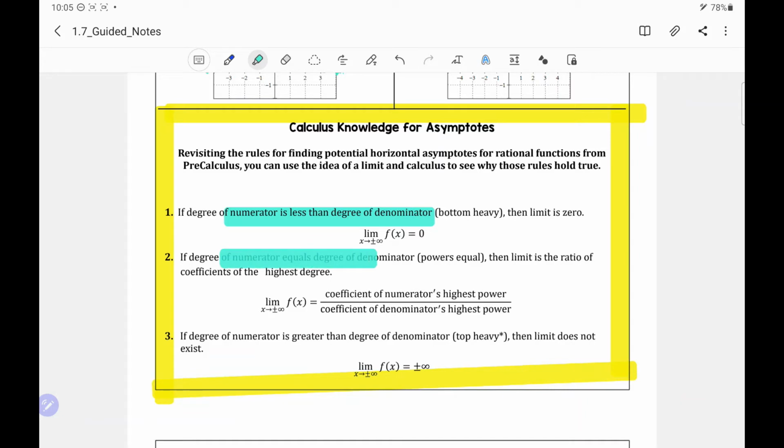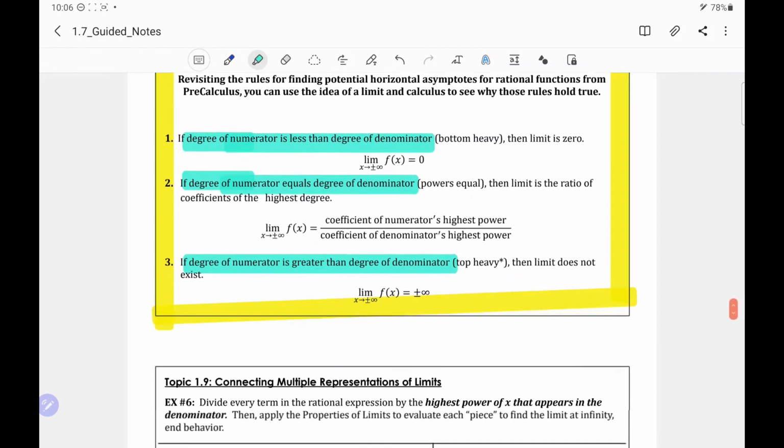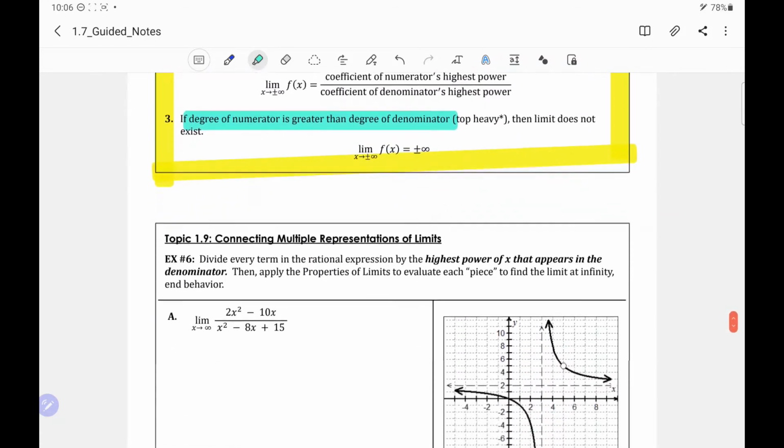If the degree of the numerator equals the degree of the denominator, then what happens? You get a coefficient: the coefficient of the numerator's highest power over the coefficient of the denominator's highest power. We had that one example where it became 3. Sometimes it'll still be a fraction. If the degree of the numerator is greater than the degree of the denominator, then the limit does not exist. Because it's going to continue to go higher and higher because the top value is getting bigger, and so it's getting bigger each time.